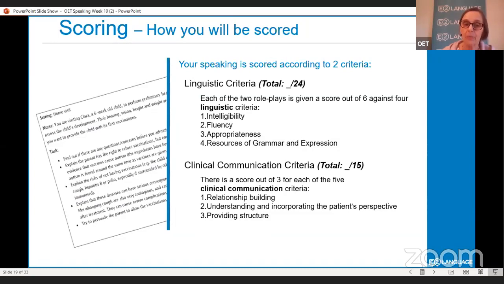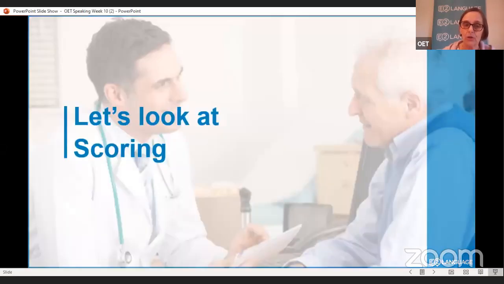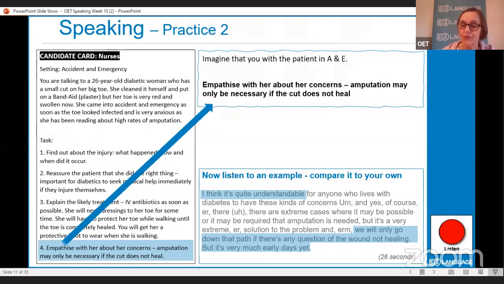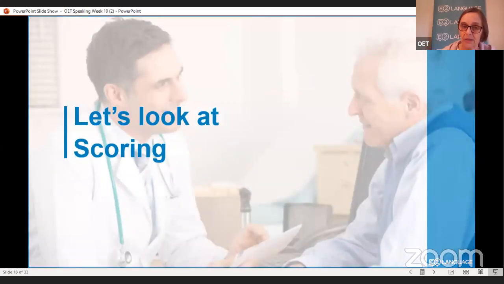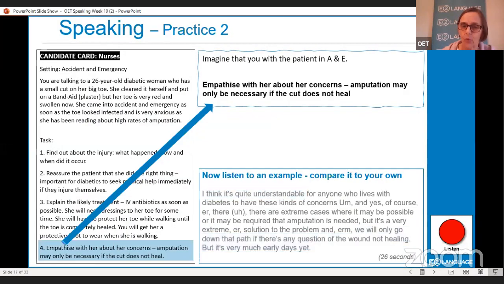Okay, just quickly pop back to our work there. So we'll go down that path if there's any question of the wound not healing, it's very early days yet. Do you understand that? You understand? Something like that, just basic. Does that make sense? So, these are the little things you need to say after you've given an explanation, as in this case. Just look at the one before. What did we say there?